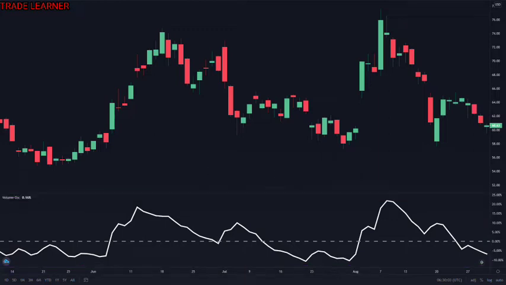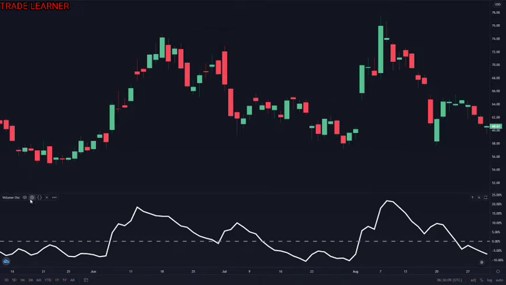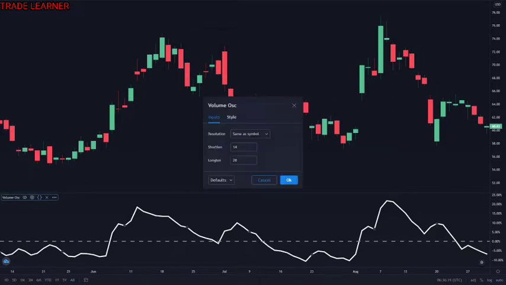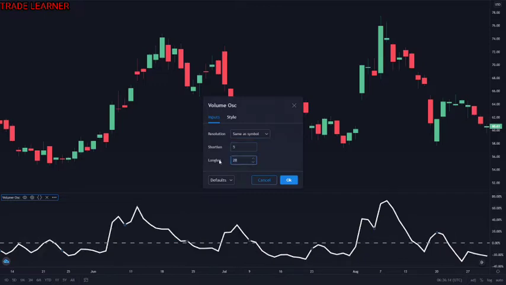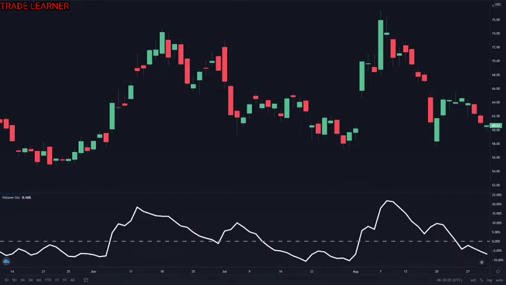If you open the volume oscillator on TradingView, this is what it looks like. We have a plot line and a zero line in the middle. For the settings, if you're trading using a longer time frame like the daily chart, you want to put your settings as 14 and 28. But if you're trading a shorter time frame like the 15-minute chart, then we're using the 5 and 20. So this is how you read the volume oscillator.